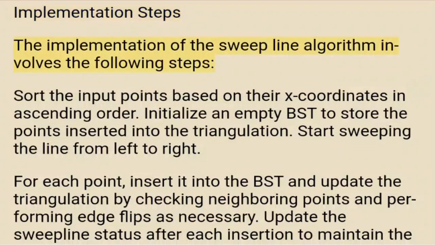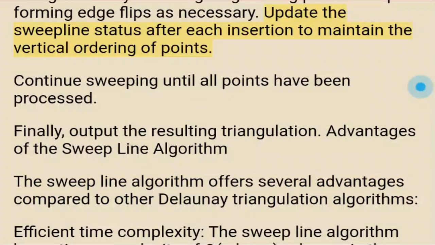Implementation steps. The implementation of the sweepline algorithm involves the following steps. Sort the input points based on their x-coordinates in ascending order. Initialize an empty BST to store the points inserted into the triangulation. Start sweeping the line from left to right. For each point, insert it into the BST and update the triangulation by checking neighboring points and performing edge flips as necessary. Update the sweepline status after each insertion to maintain the vertical ordering of points. Continue sweeping until all points have been processed. Finally, output the resulting triangulation.